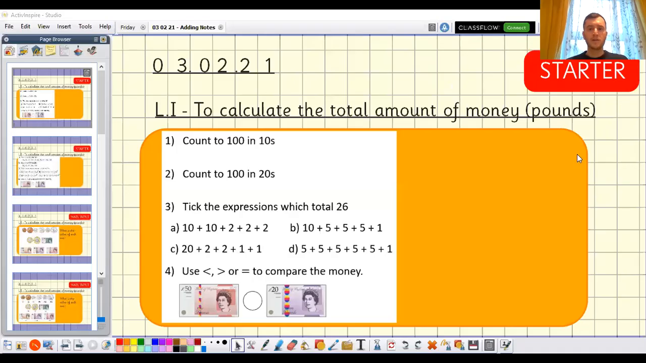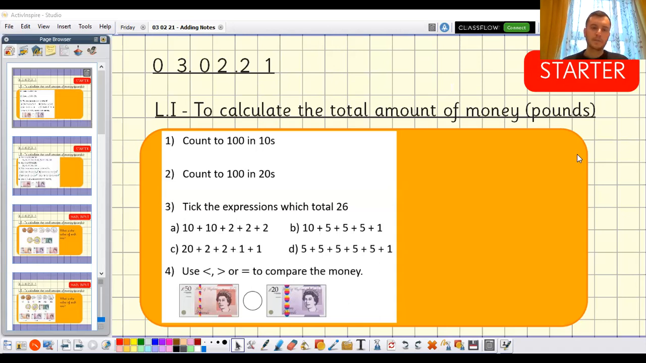Hello, Year 3, and thank you for joining our maths lesson today, where we're going to continue our focus on money. And today we're going to calculate the total amount of money, focusing on pounds and particularly on notes. Because when we have money, we have coins, which we focused on yesterday, and notes, which we're focusing on more so today.